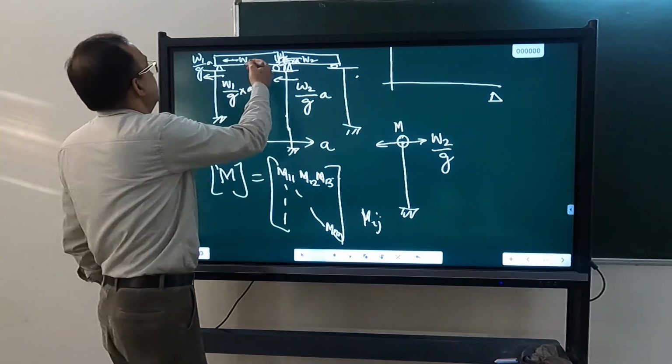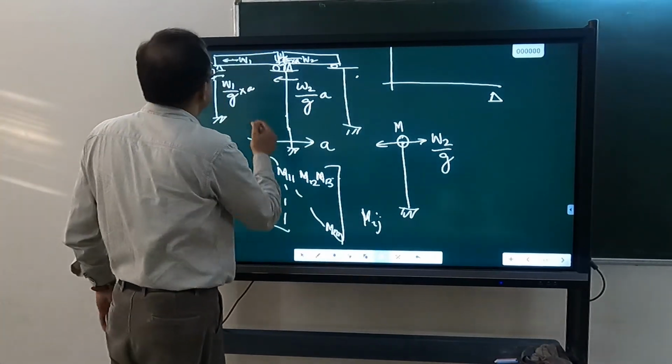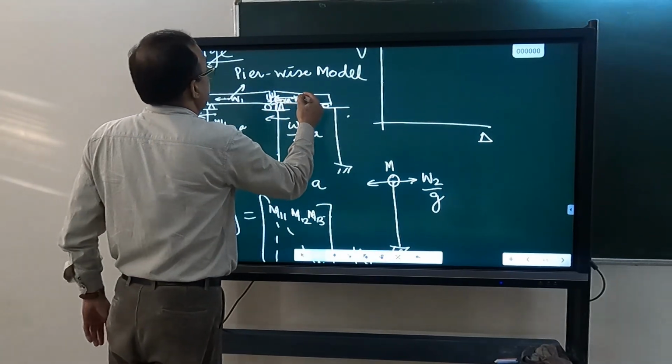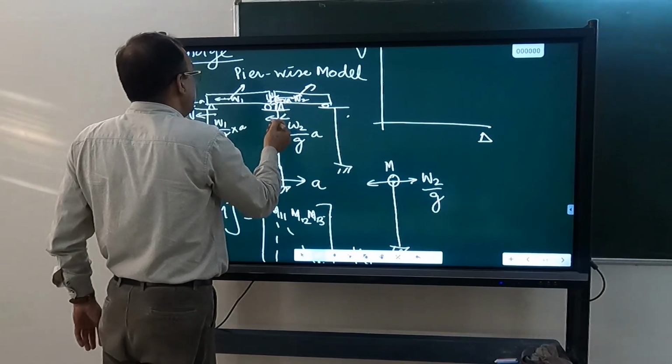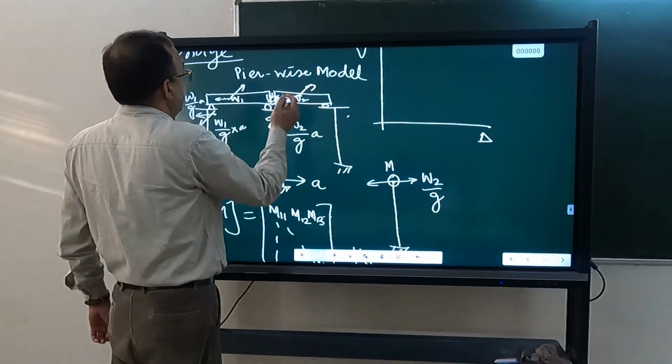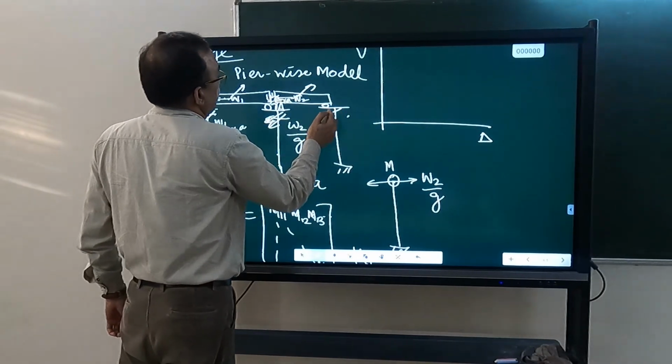In the transverse direction, when this is acting, 50% of that will act here, and 50% of this will act here. Similarly, 50% of this will act here, half of it.